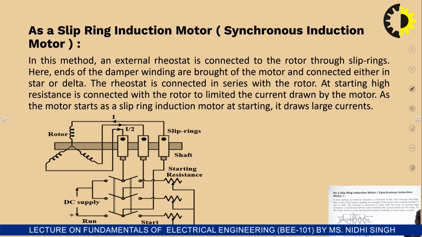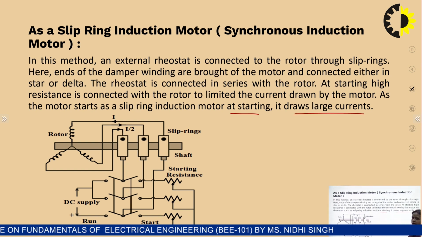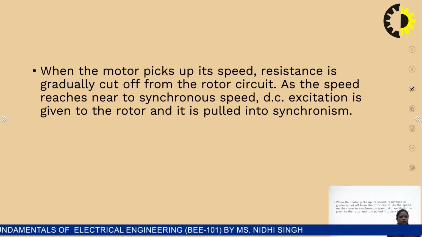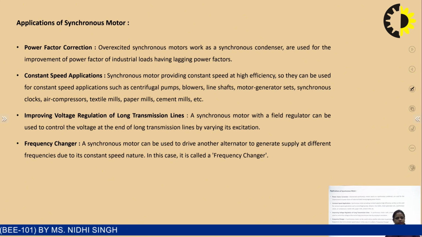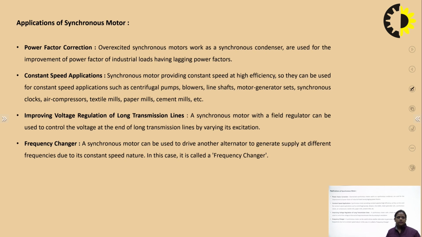As the motor starts as a slip ring induction motor, at starting it draws large current. So, when the motor picks up its speed, resistance is gradually cut off from the rotor circuit. As the speed reaches near the synchronous speed, DC excitation is given to the rotor and it is pulled into synchronism, right. So, these are the different methods of starting the synchronous motor, and these are the applications of the synchronous motor.